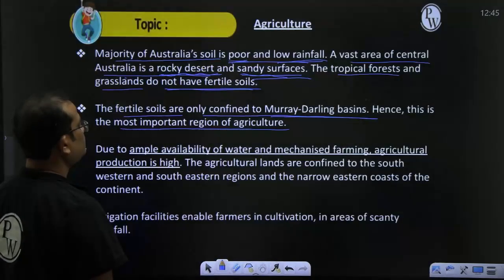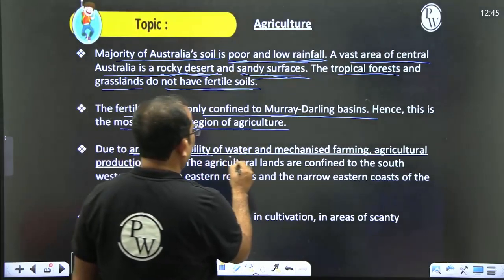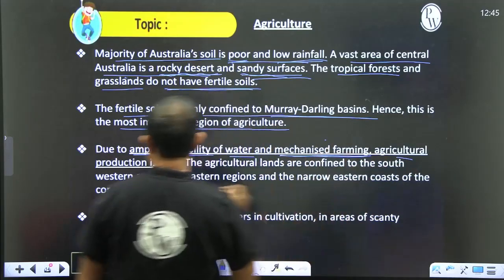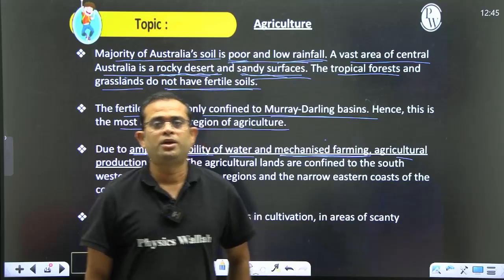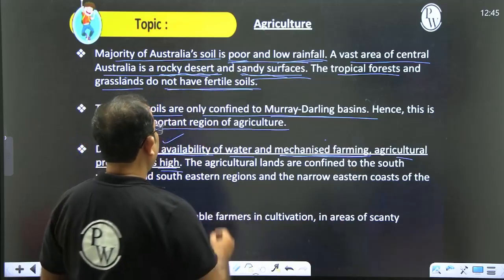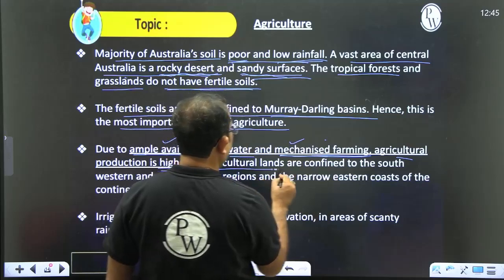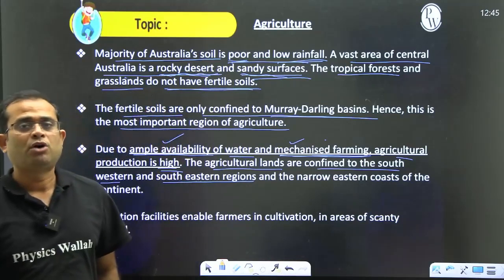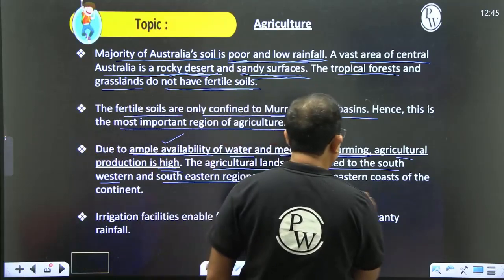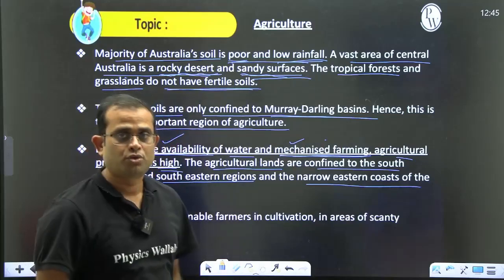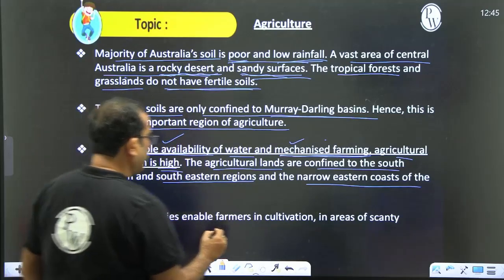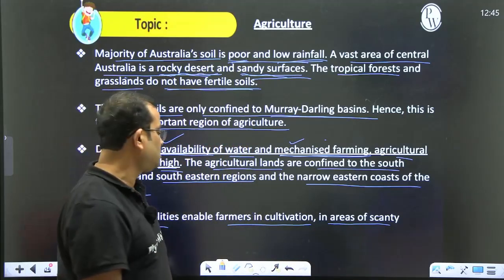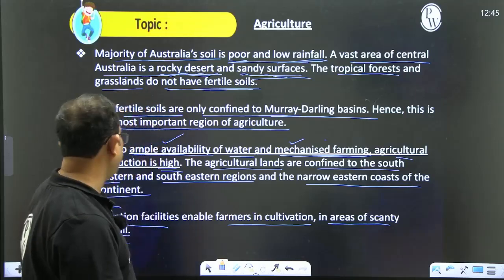Next, due to ample availability of water and mechanized farming, agricultural production is very high. The agricultural lands are confined to the southwestern and southeastern regions and the narrow eastern coast of the continent. Irrigation facilities enable farmers to cultivate in the areas of scanty rainfall.